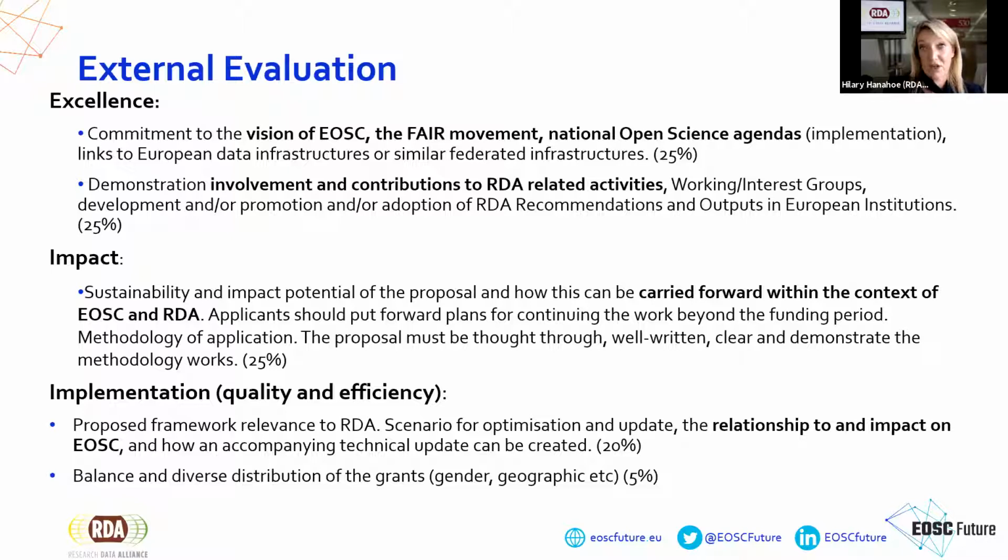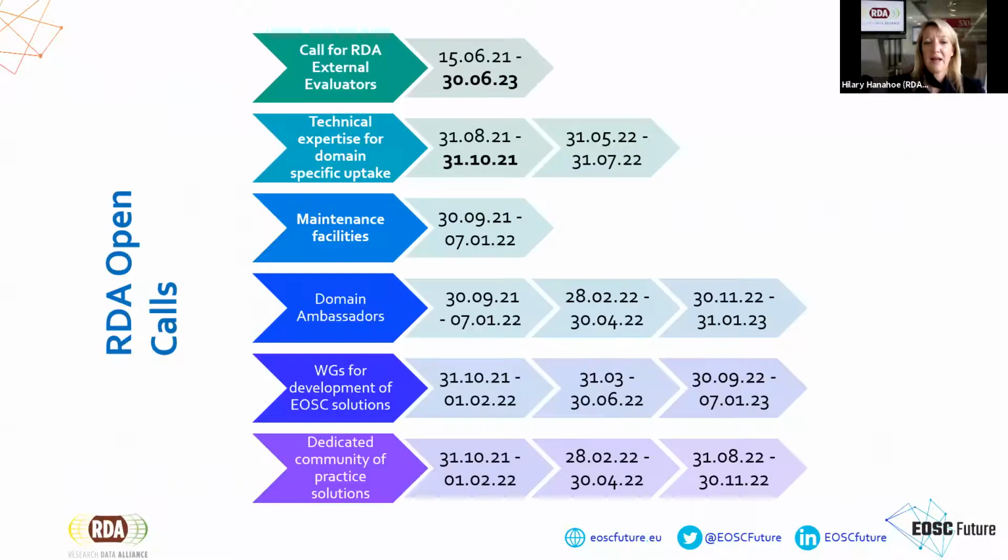Also, of course, there should be a demonstration of the links with the Research Data Alliance, because this is a specific activity that connects the two. So the Research Data Alliance in support of the European Open Science Cloud. The impact aspects will look towards how this can be carried forward within the context of EOSC and RDA, and then the implementation criteria are around the relevance to RDA, and of course the relationship to and the impact on the European Open Science Cloud. And we do try to assign some balance and diversity to the grants, that can be a higher or a lower margin depending on the type of grant. So these are the evaluation criteria for this particular call. And I think I'll leave it now to Melina.